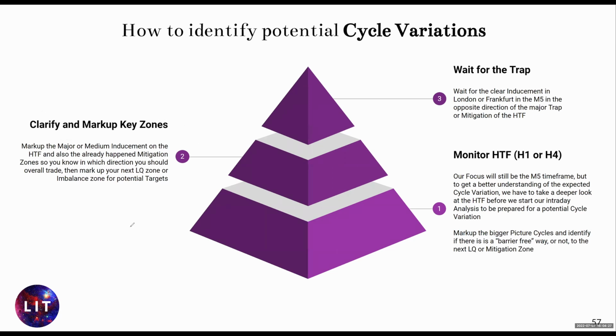Again, mark up the major or medium inducements, and if you have a mitigation ready. Like, easy example: if we have a quadruple top in here, we faked the break of structure with our technically medium inducement. Then we have Asia in here, very close, forming even equal lows again. Boom, inducement of Asia low and also medium inducement in London.